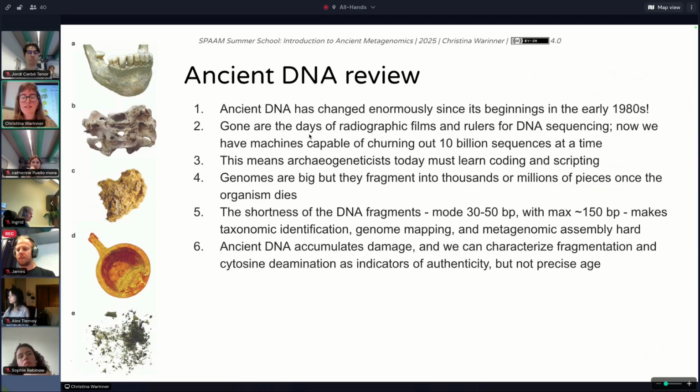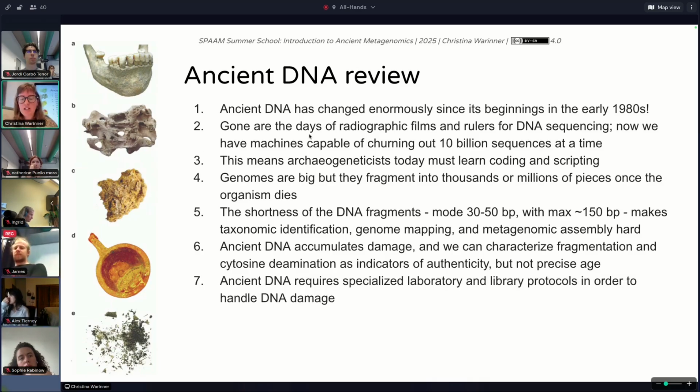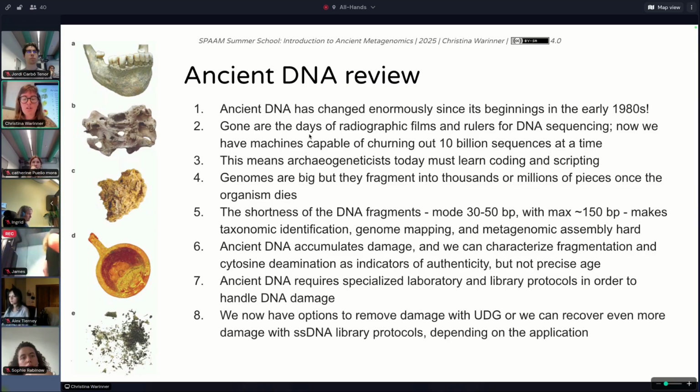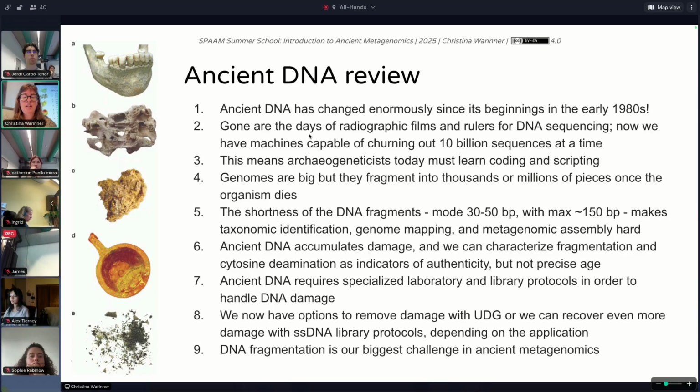Ancient DNA accumulates damage, but we can characterize this fragmentation and cytosine deamination as indicators of authenticity, but not as a precise age. And ancient DNA requires specialized laboratory and library protocols in order to handle this damage. We now have options to remove the damage with UDG, or we can recover even more damage with single-stranded library protocols, depending on the application. DNA fragmentation is currently our biggest challenge in the field.